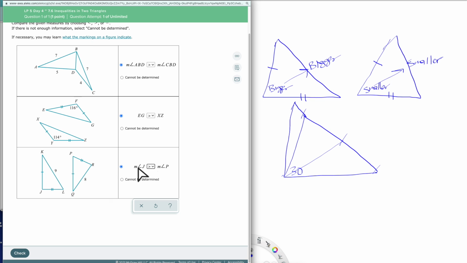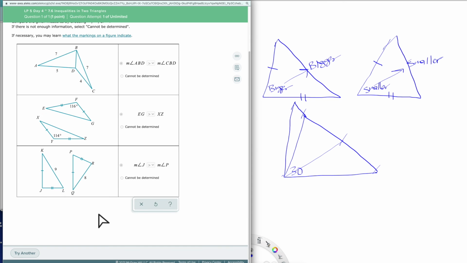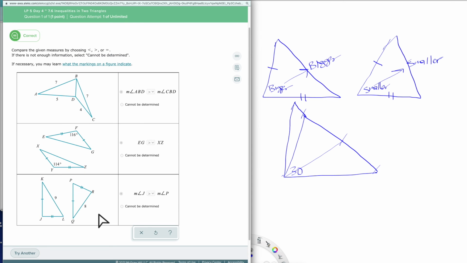So I'm going to go ahead and go with it. Sometimes that throws us off a little bit, but hey, it worked. Having them all greater than seemed a little funny, but sometimes Alex does that. It throws us off a little bit.